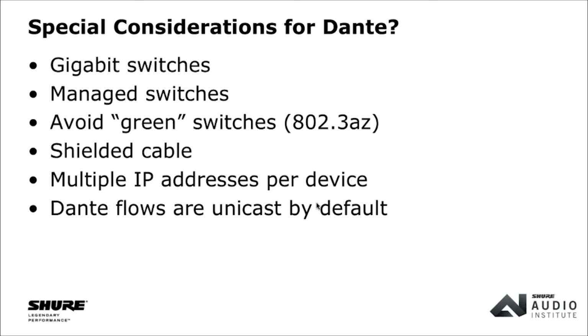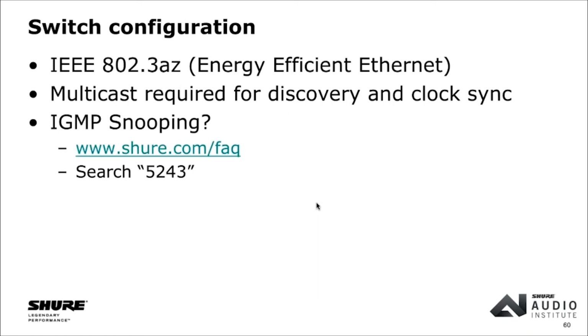Other considerations for Dante: shielded cable is, again, not a requirement. It will work without it, but as a best practice, it's generally a good idea to use shielded cable. Again, keep in mind what we said earlier about there possibly being multiple IP addresses per device, and reiterating that Dante flows are unicast by default. Getting into some specifics about switch configuration, as I mentioned, one of the first troubleshooting steps you should take when you have bizarre or unexpected network behavior is to turn off energy-efficient Ethernet on your managed switch.